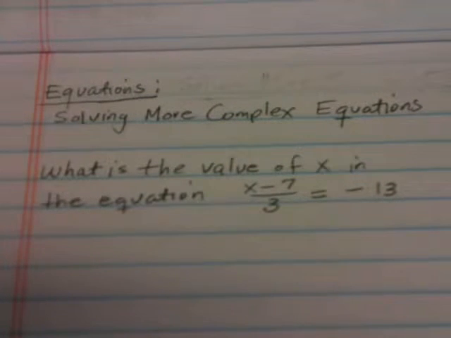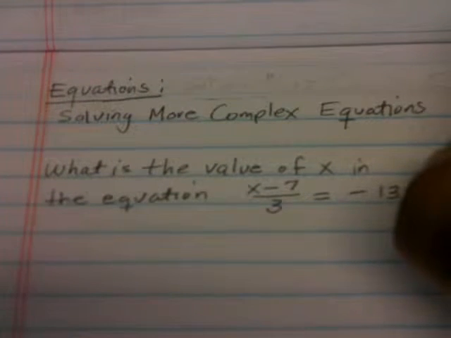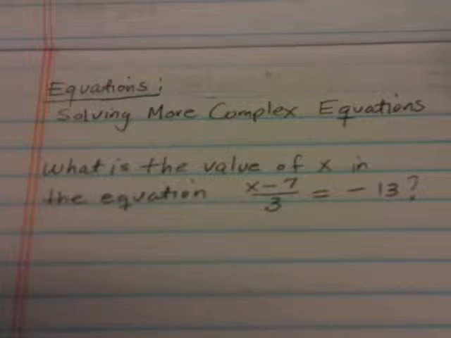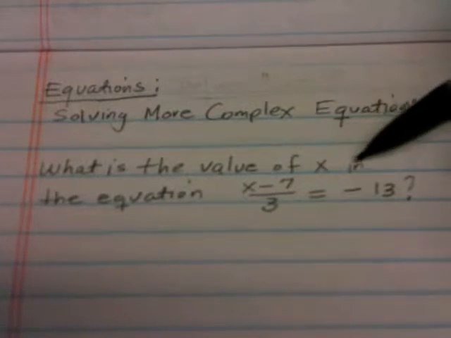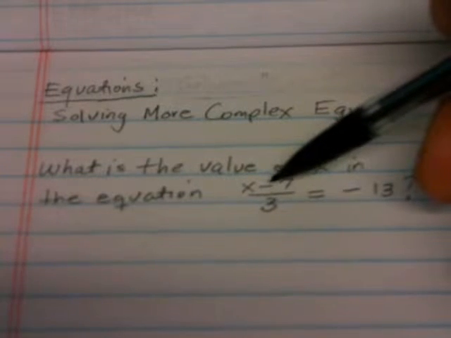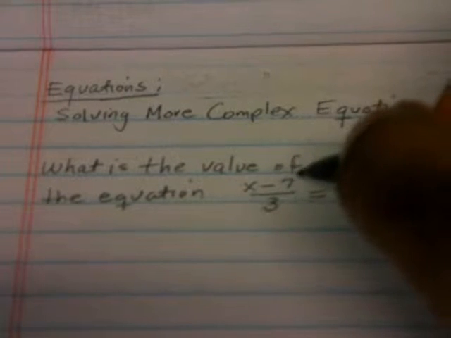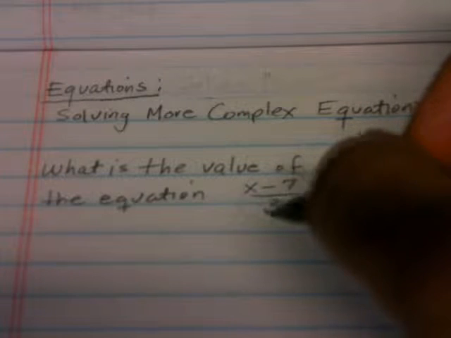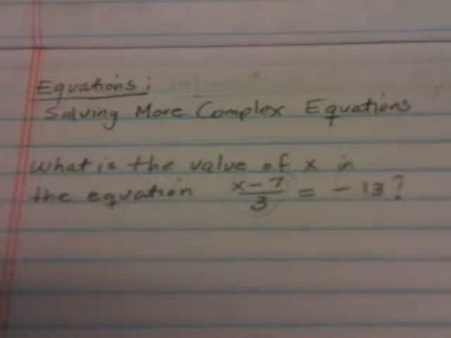Now we're solving more complex equations, and here's one of the examples from our book, the Praxis Math Tutor, or Praxis 1 Math. What is the value of x in the equation (x minus 7) over 3 equals negative 13? And you can see this is a fractional part of the equation. The 3 is the denominator, and x minus 7 is the numerator, equals negative 13.